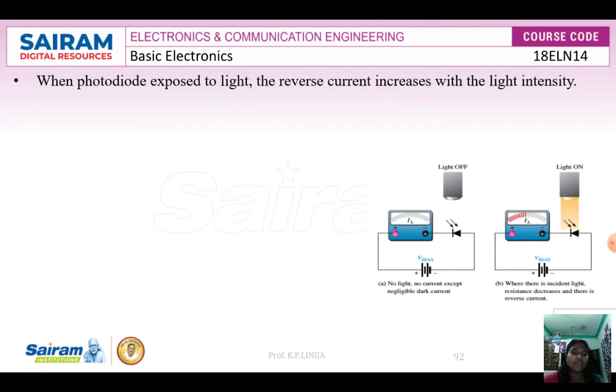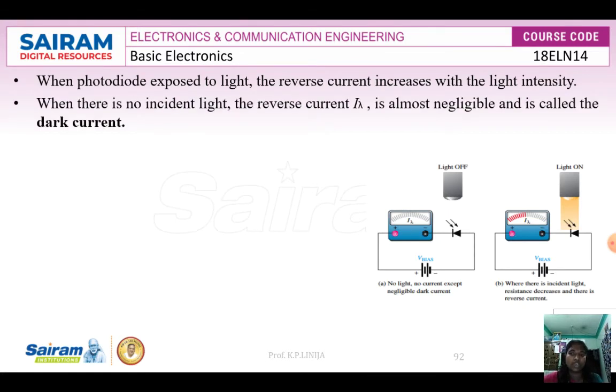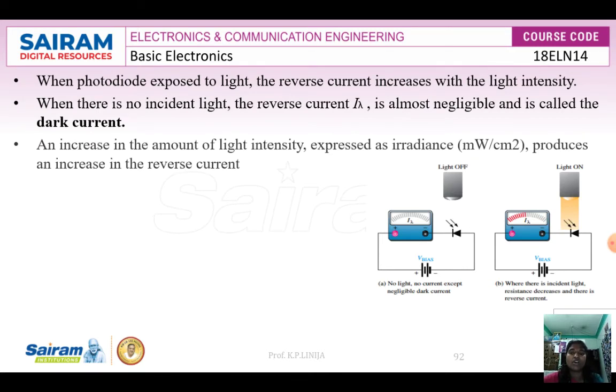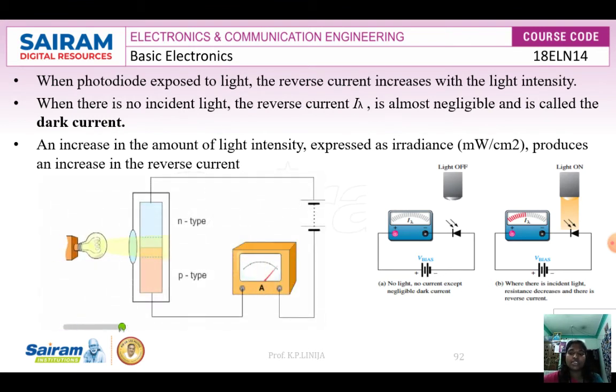So what will happen? No light, no current. That we will call the dark current. When there is incident light, the resistance will decrease, and there is what is called reverse current. Okay, now you can see here.